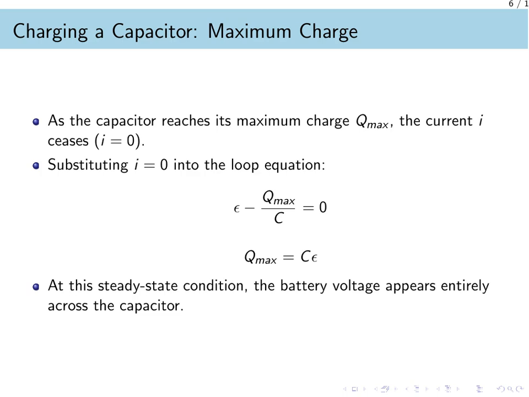As the charging process continues, the capacitor eventually reaches its maximum charge, denoted as Q max. At this steady-state condition, the potential difference across the capacitor exactly matches the voltage of the battery, and the current in the circuit ceases, meaning it equals 0. By substituting 0 for current in our loop equation, we find that the maximum charge is equal to the capacitance multiplied by the battery voltage, or Qmax equals C times epsilon. In this state, the battery voltage appears entirely across the capacitor, and the resistor no longer experiences a potential drop.